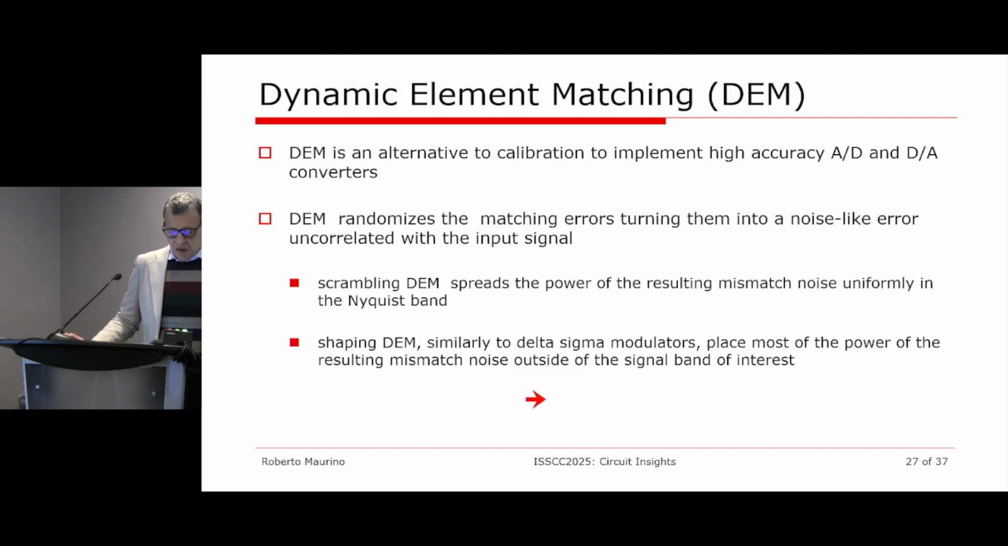So dynamic element matching is really, again, another way to implement accurate DACs without recurring to calibration. And we can really group them into two types. There are scrambling DEM, where the basic idea is that you take your mismatch error and you turn that into noise, and you spread that uniformly across your Nyquist band. And then there are shaping DEM, which are more akin to sigma delta, where you try to shape that noise as well. So you try to push it away from the bandwidth of interest.